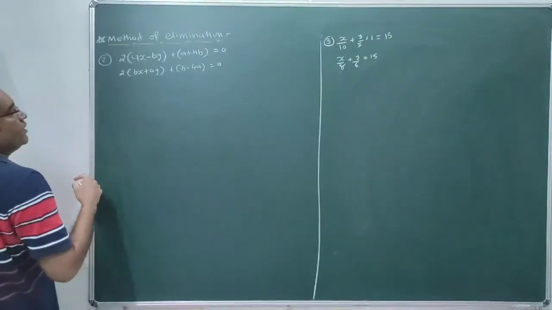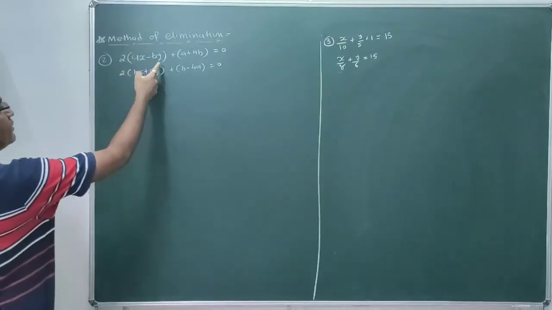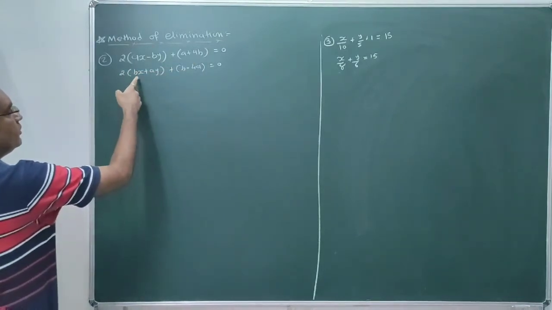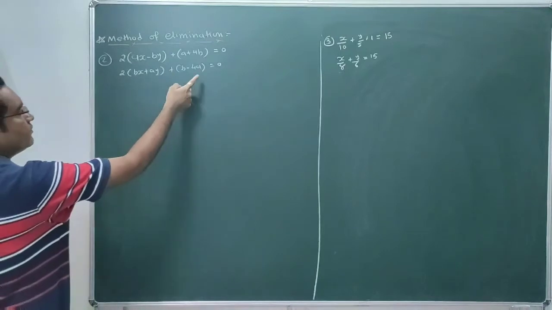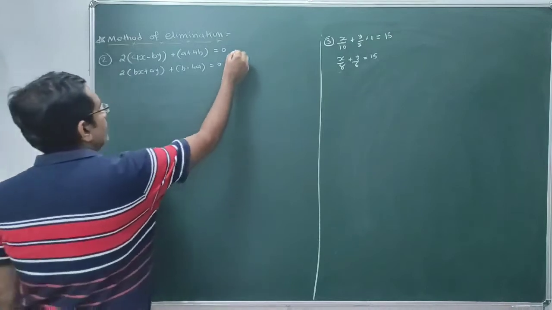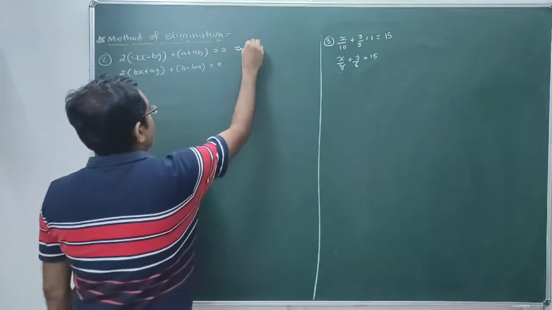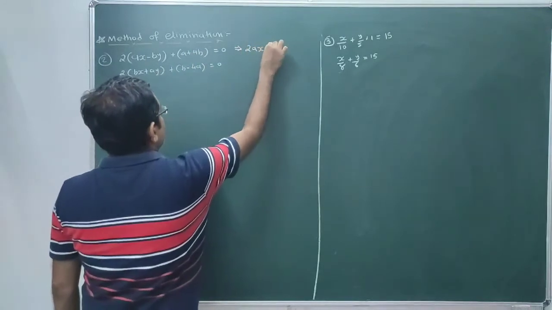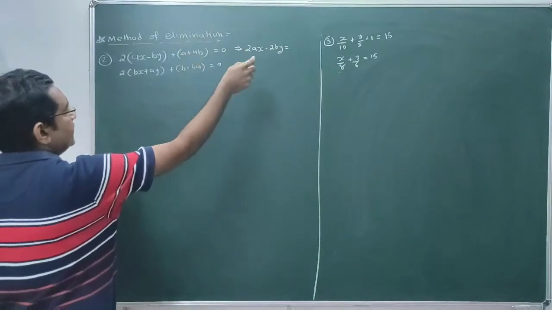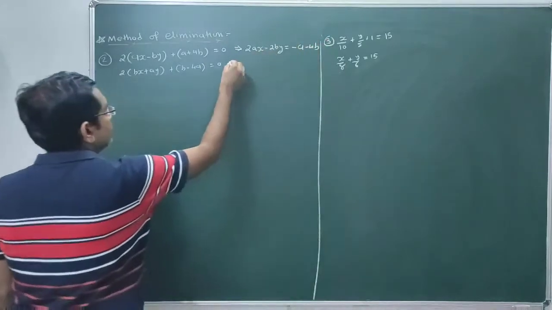Number 2. So here a pair of linear equations in two variables is given, which is 2(ax minus by) plus a plus 4b equal to 0, and 2(bx plus ay) plus b minus 4a equal to 0. So first we have to simplify this given equation. This first equation can be written as 2ax minus 2by equal to, taking this a plus 4b on the right hand side, minus a minus 4b.